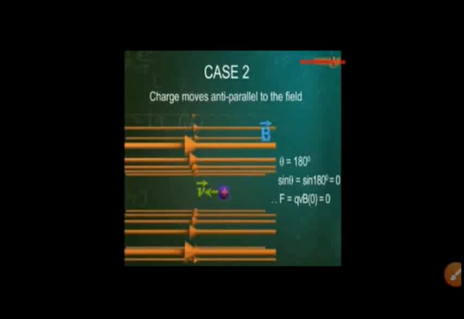Therefore, if the charge is moving anti-parallel to the field, there will be no magnetic force acting on the charged particle. So, it will continue the same motion without changing its speed, without deviating from its path. So, in the second case, if the charged particle is moving parallel or anti-parallel to magnetic field, the charge will continue the same motion because the magnetic force on the charged particle is 0.